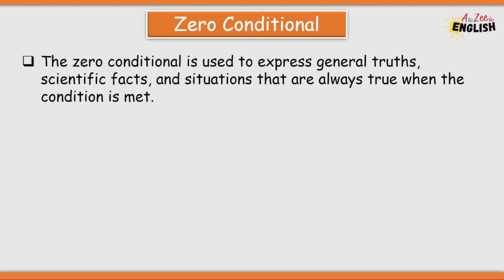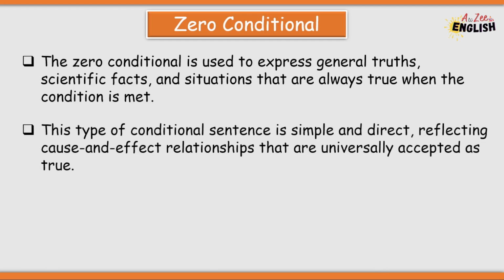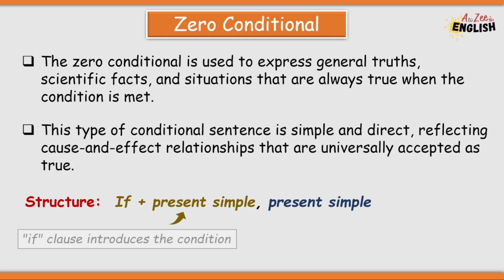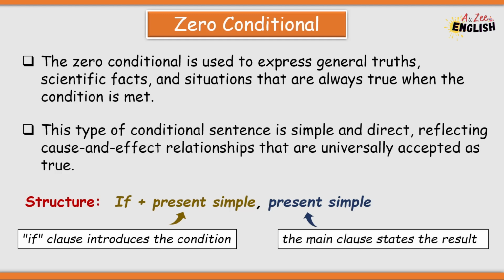Zero conditional is used to express general truths, scientific facts, and situations that are always true when the condition is met. This type of conditional sentence is simple and direct, reflecting cause and effect relationships that are universally accepted as true. The structure is if plus present simple, then comma, the present simple. It means the if clause introduces the condition and can be in the simple present tense, and the main clause states the result, which can also be in the simple present tense.